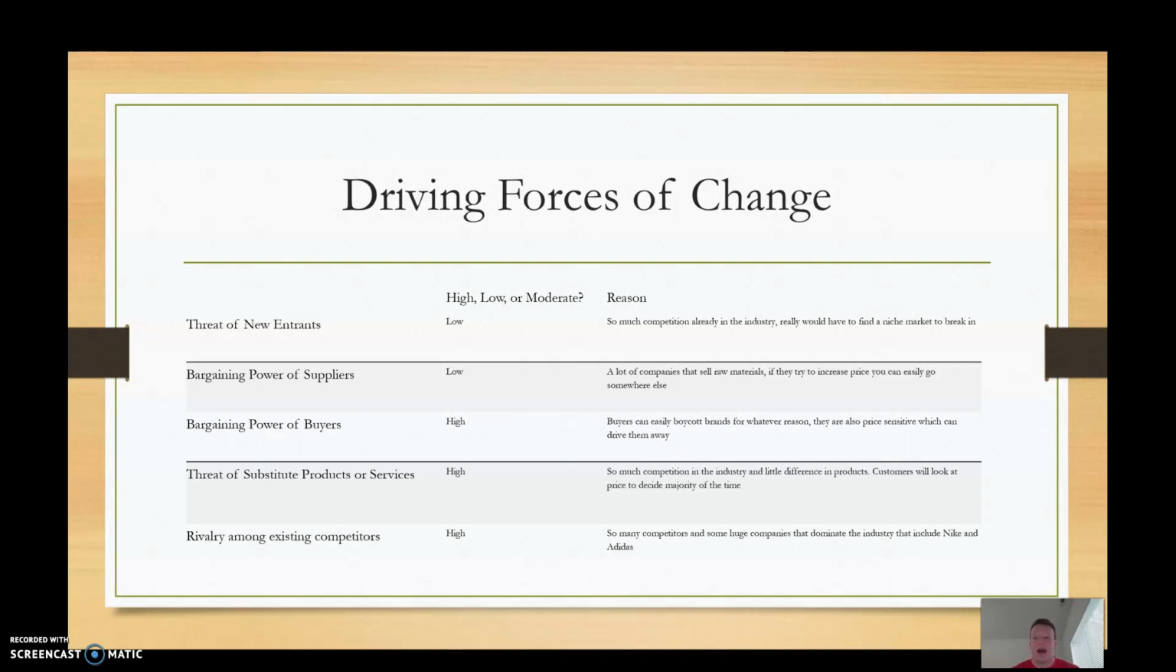And with this, how large these companies are, any raw material supplier would love to take your business. Then when it comes to bargaining power of buyers, the threat is moderately high.